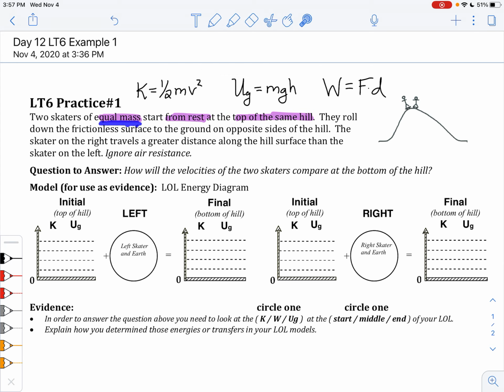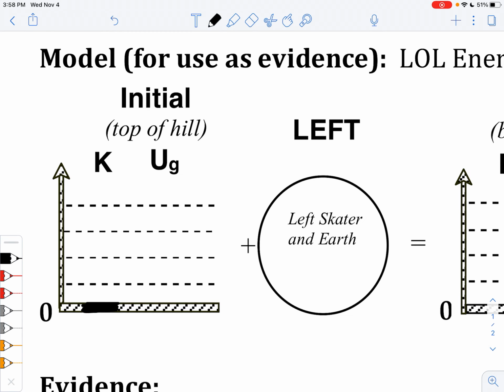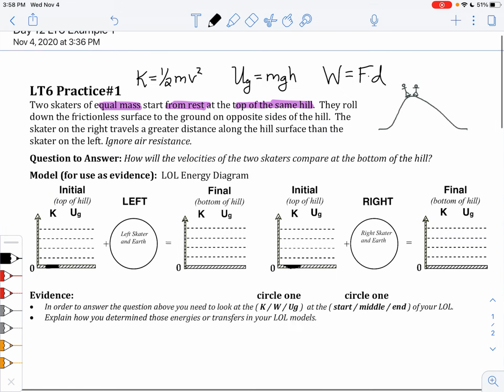Put the information together. Equal mass from rest. So masses are equal, but from rest means zero velocity. So 0 times anything is 0. So they have no kinetic energy. So first things first, starting off, they have 0 kinetic energy. So we'll just put 0 there.